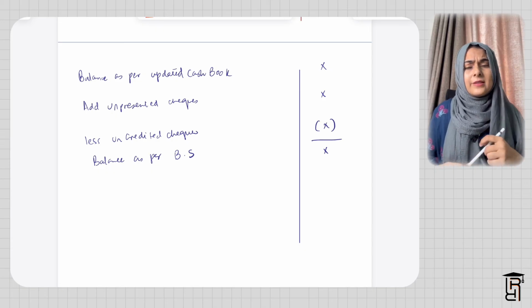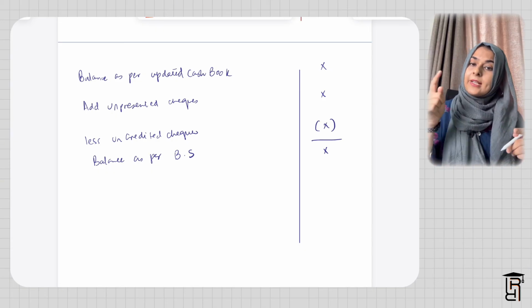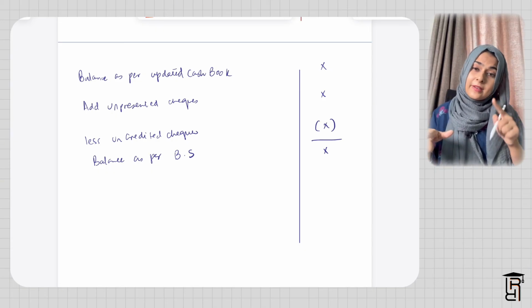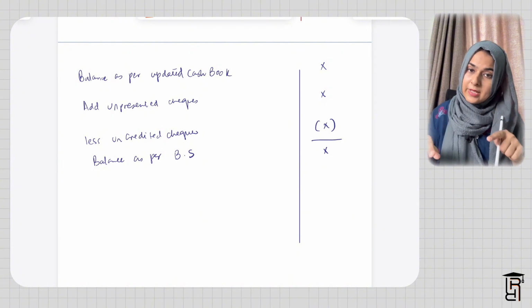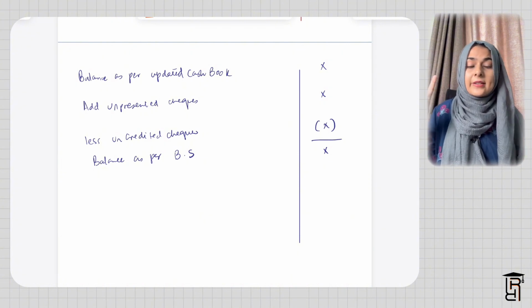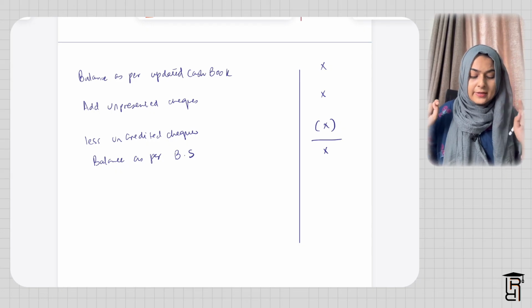Also, one more thing: if there is an error on the bank statement, you need to correct that in the bank reconciliation. In the updated cash book you are correcting the cash book balance, and in the bank reconciliation statement you are correcting the bank balance.